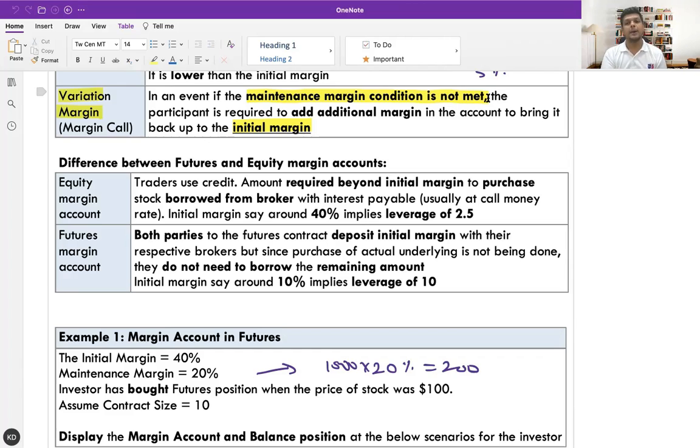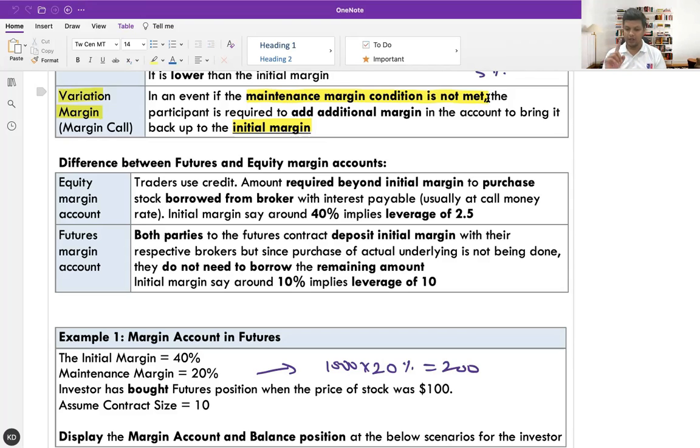Clear? But in derivatives, in futures, neither the long nor the short is going to eventually take the asset. They're just going to cash settle. So both of them can have losses. Are you getting my point?